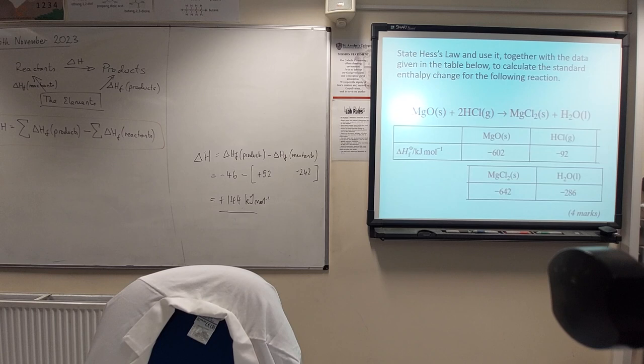First mark, state Hess's law. Use it together with the data given in the table below to calculate the standard enthalpy change for the following reaction: MgO, HCl, MgCl2, water. Okay. Off you go. No. State Hess's law is just in words. I mean, you could do all of that, and that would probably be right. It probably hit your mark. Enthalpy change is 52 miles. My words.